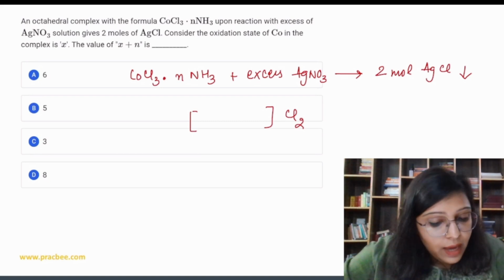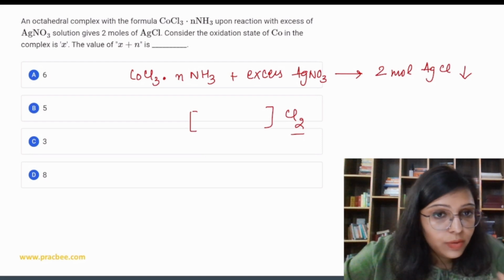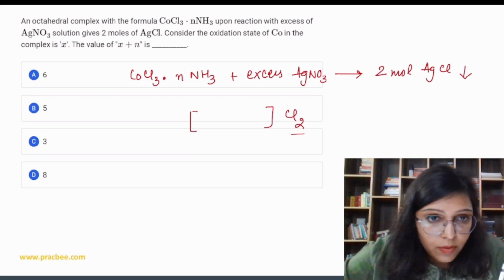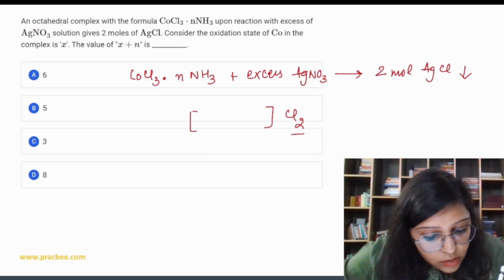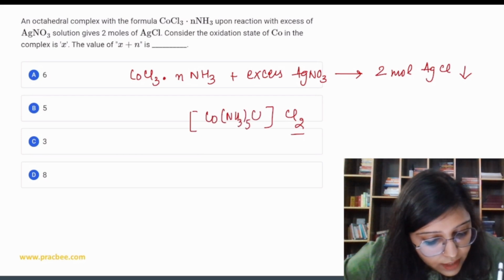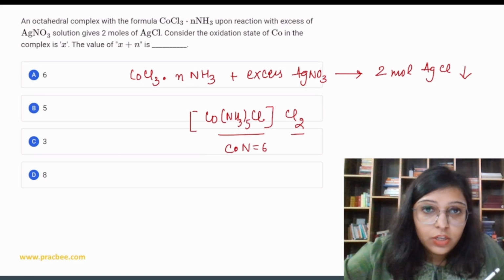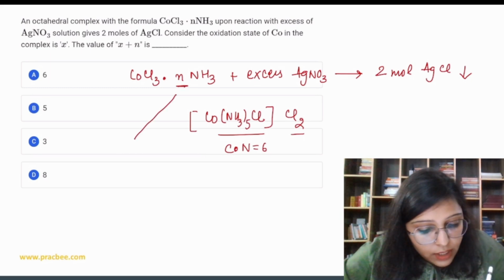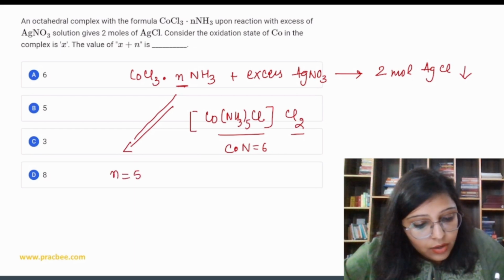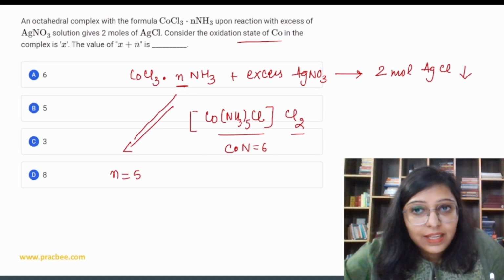So, see, if we have 2 Cl outside the coordination sphere, so how to write down the structure or formula of the complex? So this is going to be [Co(NH3)5Cl]Cl2. In that way, we can make the coordination number equal to 6. Okay, coordination number equal to 6. So it means the n value is equal to 5 and the oxidation state of cobalt is X.